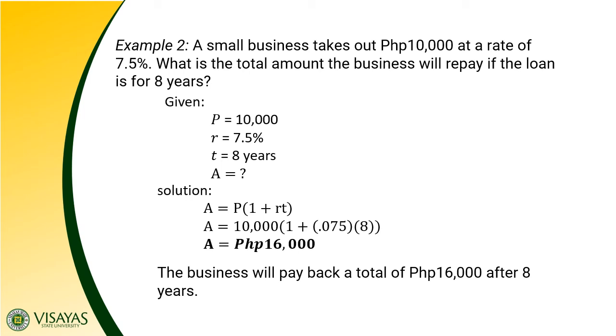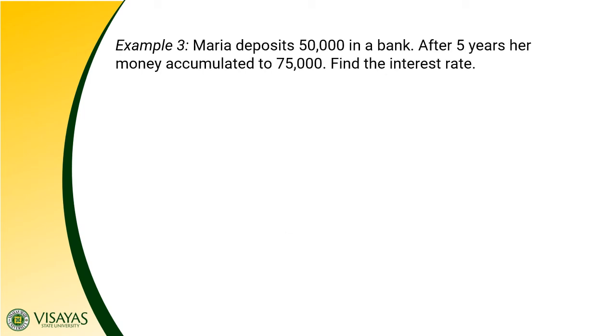Okay? Let's have here another example. Maria deposits 50,000 in a bank. After 5 years, her money accumulated to 75,000. Find the interest rate. Yung problem naman natin dito is to find the interest rate. Ibig sabihin, yung unknown is the R.